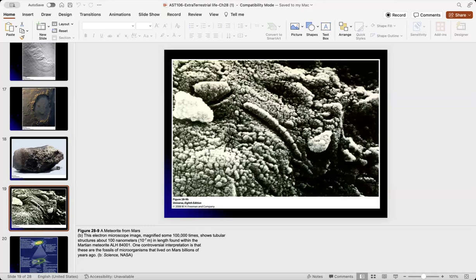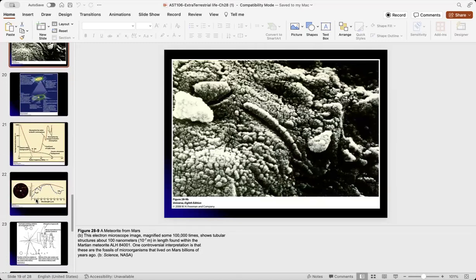One controversial interpretation is that these are fossils of microorganisms that lived on Mars billions of years ago. But the interesting thing is that these are nanometer sized, which is about 1,000 times smaller than microorganisms. And scientists believe that organisms of that size cannot exist.